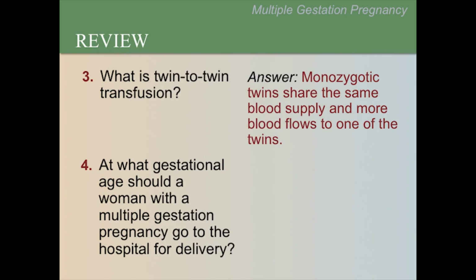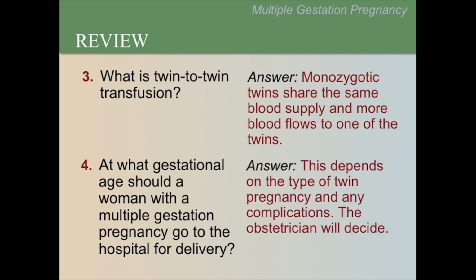At what gestational age should a woman with a multiple gestation pregnancy go to the hospital for delivery? The obstetrician will decide when the patient is to return for follow-up and delivery. It depends on the type of twin pregnancy and any complications.